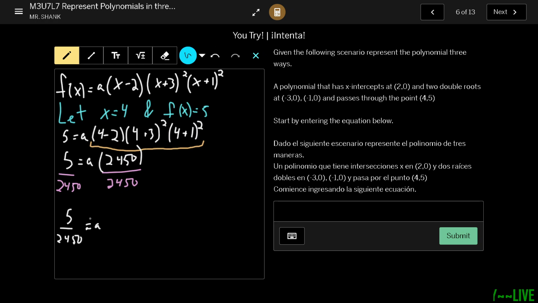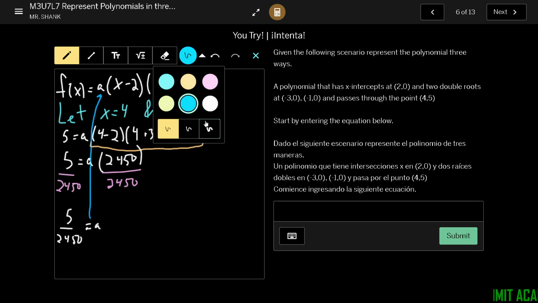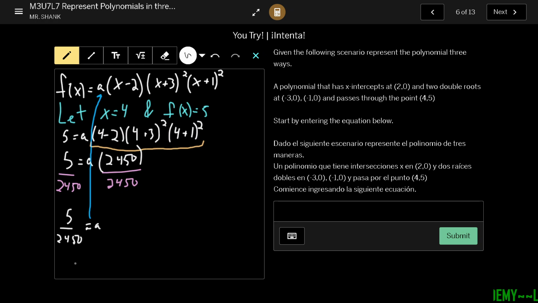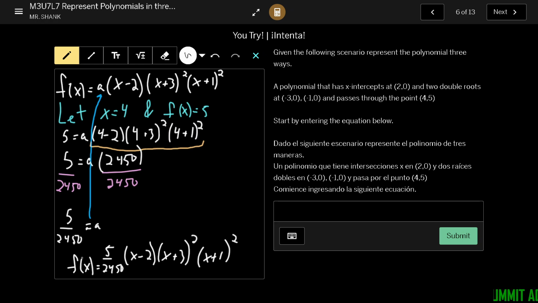I'm going to say drag this up, substitute it back into your original equation, and write out what your original equation should be. So I'm going to say my original equation is going to be f of x equals 5 over 2,450 times x minus 2 times x plus 3 squared times x plus 1 squared. All right, so actually, let me box that in. I believe this is going to be our answer for this situation.